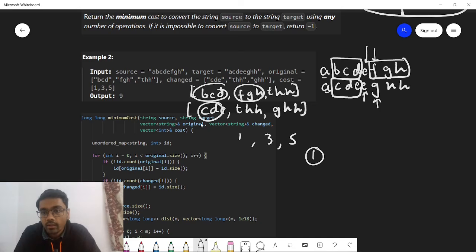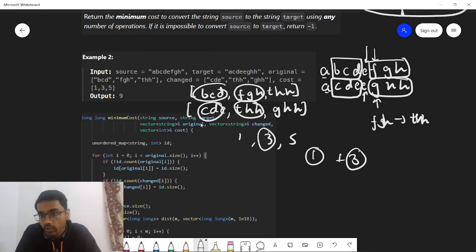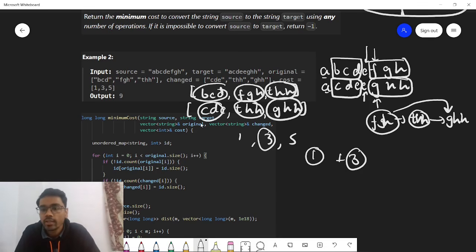original array. So we can convert this FGH, but we can convert this FGH to THH only. So we will convert FGH to THH, that will cost us 3. So we have converted FGH to THH, but still it is not equal to GHH, right? We need to convert this FGH to GHH, right? So no problem, we have converted to THH. So THH can be converted to GHH, so we will again convert this to GHH. So indirectly you see we have converted FGH to GHH. So it will take a cost of 5.